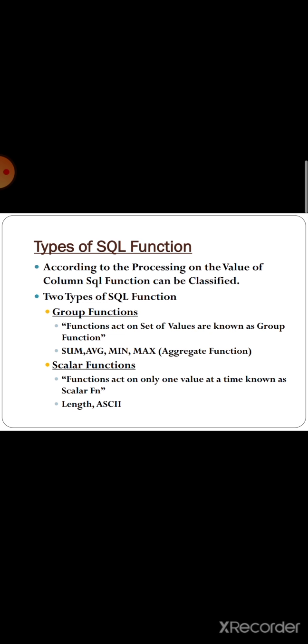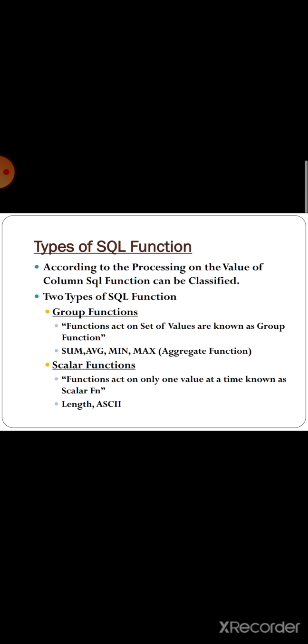Next, the types of SQL function. Types means it can be classified based on some concept. In that way, first one, according to the processing on the value of column, SQL function can be classified into two types. So how the function is going to execute on the values which are in the columns, based on that the SQL function can be classified into two types. The types are group functions and scalar functions.